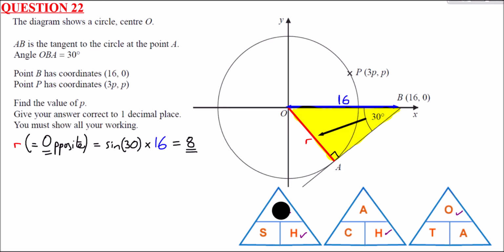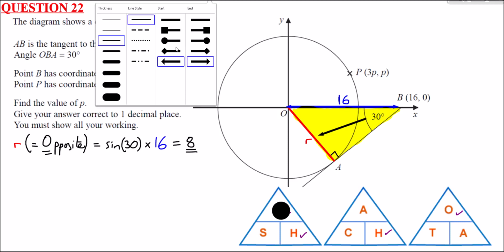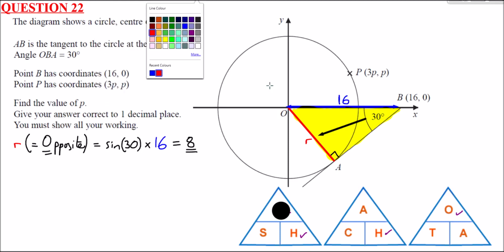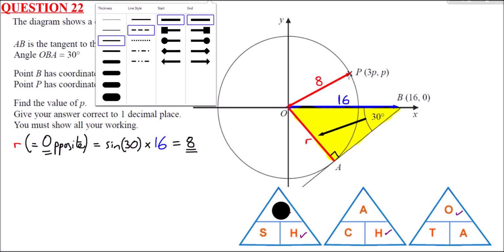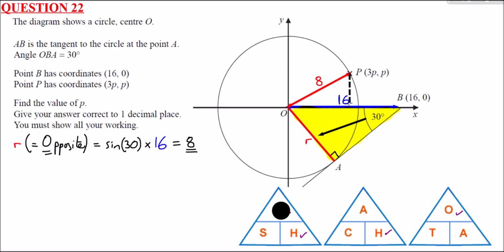So now we know that the radius is 8 units, we can use this in the question to help us find what P is. So from O to the point P, that's going to be 8. And we can now think about what P itself is, this little p here. So if I just extend a line down like so, and then think about this triangle here.